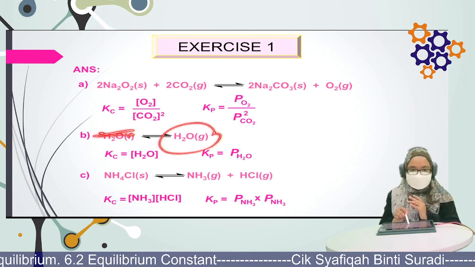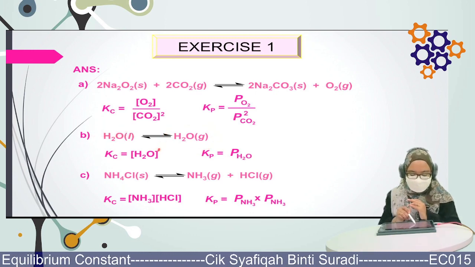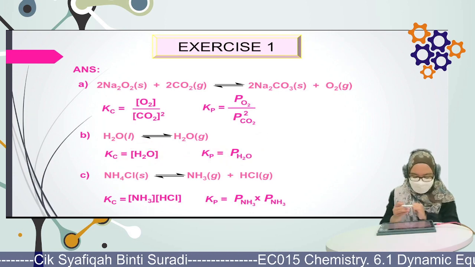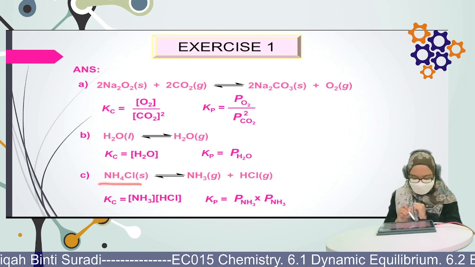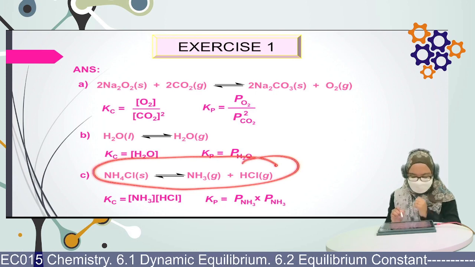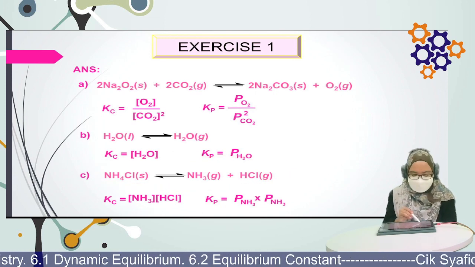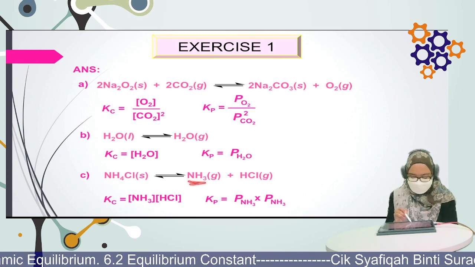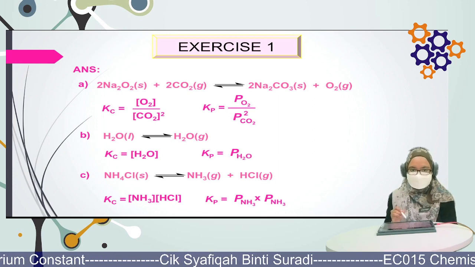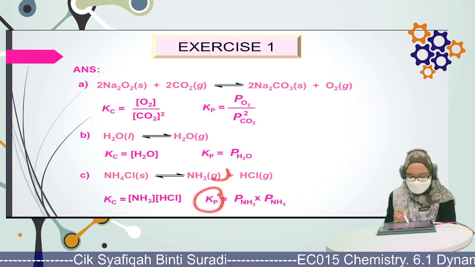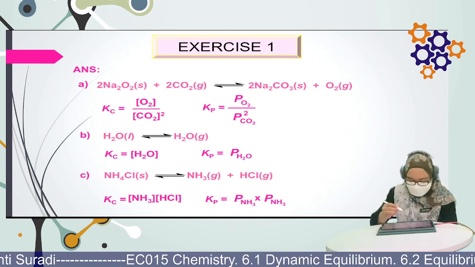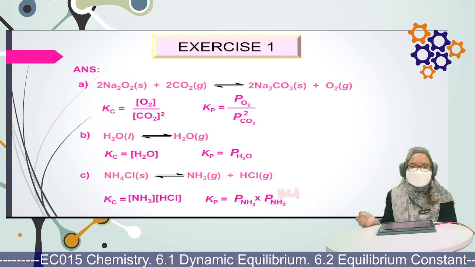So KC, the concentration of H2O. And then untuk KP, partial pressure of H2O. Okay, sama juga dengan ini. Kita ada NH4Cl solid to form NH3 gas plus HCl. So ini yang kita dah balance. So KC kita tak include solid ni. So concentration of NH3 times concentration of HCl. Okay, and then partial pressure punya equilibrium constant KP. Sebabkan dua-dua gas, so partial pressure of NH3 times partial pressure of HCl. So disalah ni HCl sebenarnya.